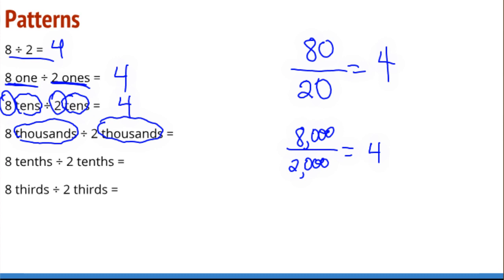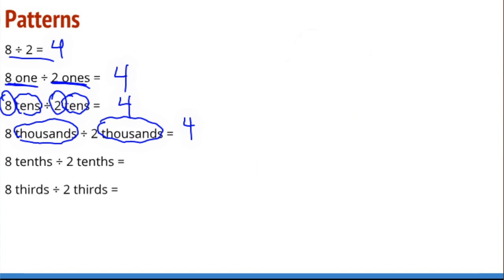If you remember back to some of the things that we did in Module 1 with unit conversions, we were looking for opportunities to have things divide away. So I've still got 4 here. 8 tenths and 2 tenths, and once again these units divide away and I still have a 4. And the same thing will happen with thirds.